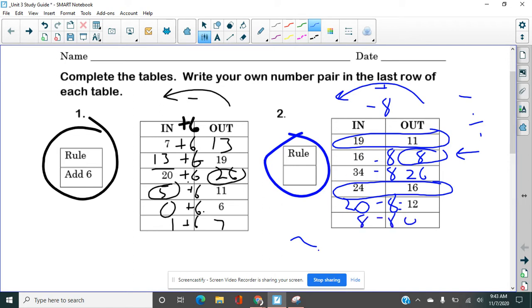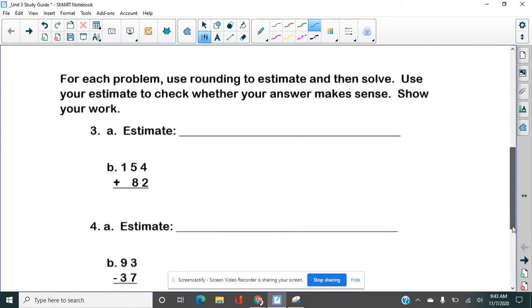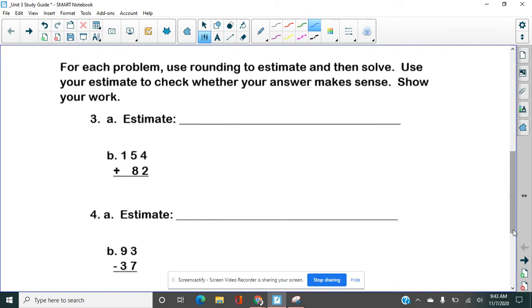So these are in and out boxes that we have been working on. Our next skill to practice is down here. It is our estimating skill. For each problem, use rounding to estimate and then solve. Use your estimate to check whether your answer makes sense. Show your work. Okay, so we have to estimate and solve.